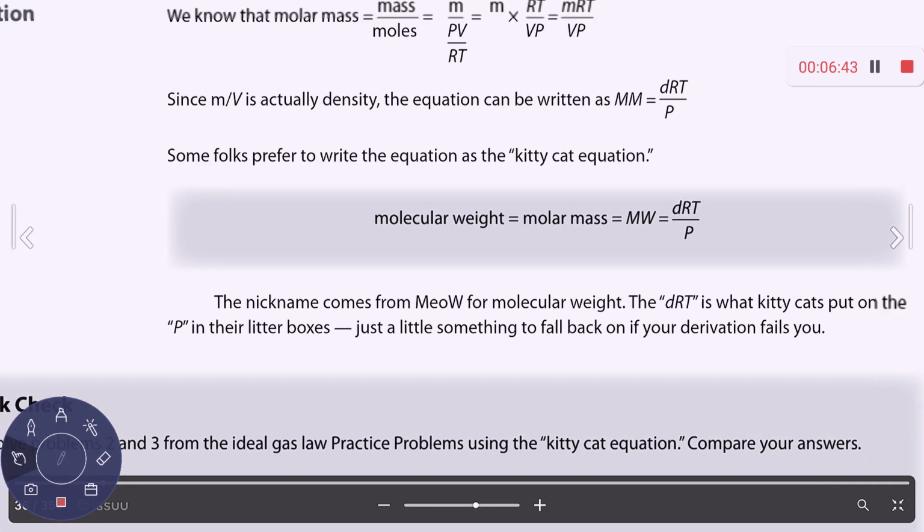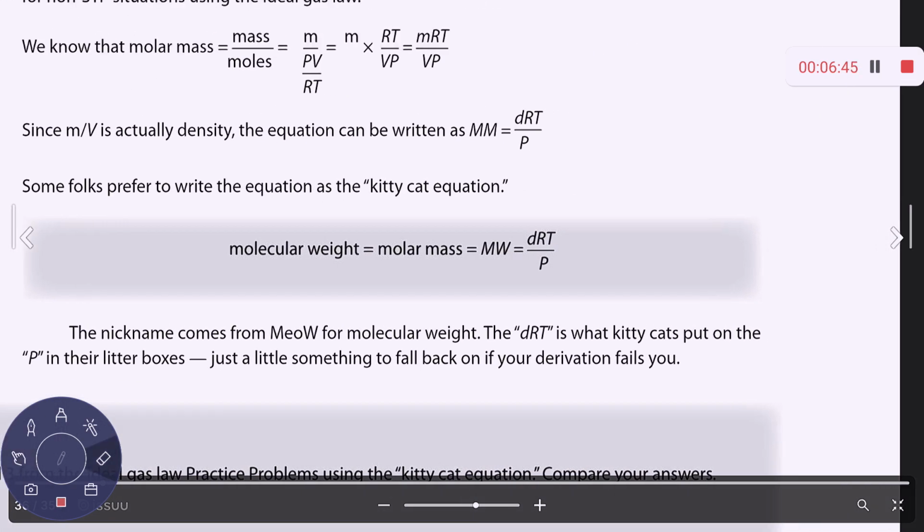So the kitty cat equation is the molecular weight, which is the molar mass, is abbreviated as MW. It equals DRT over P. They call this the kitty cat equation because this top part looks like dirt, and that's what kitty cats put on their pee. Okay? I didn't make it up. That's just how it is.